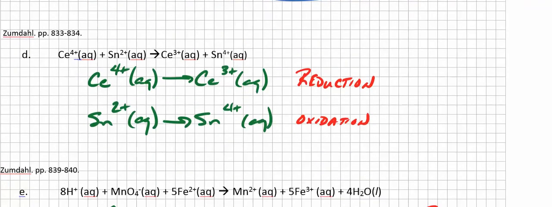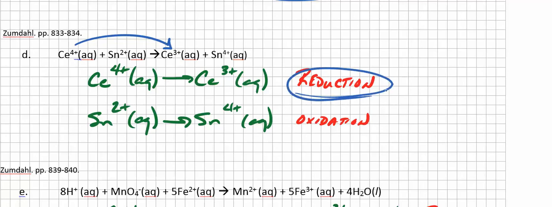Let's go to the next one. We're on pages 833 to 834 now. This time we've got Be4+ becoming Be3+, just like that. That's clearly a reduction, right? So that's the reduction part of our half reaction. And then we've got tin going from Sn2+ to Sn4+. That is an oxidation. That's our oxidation right there.